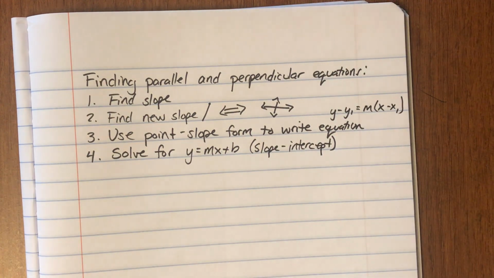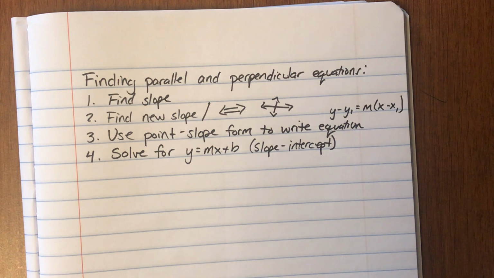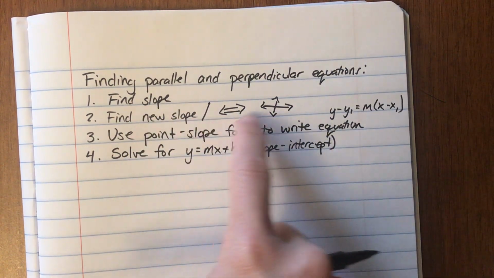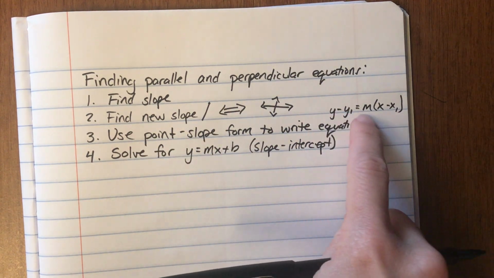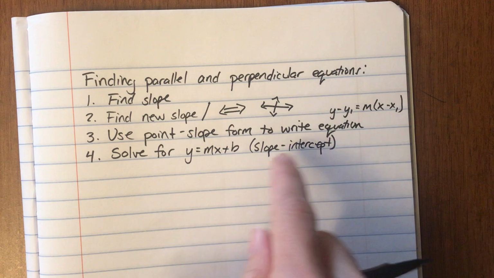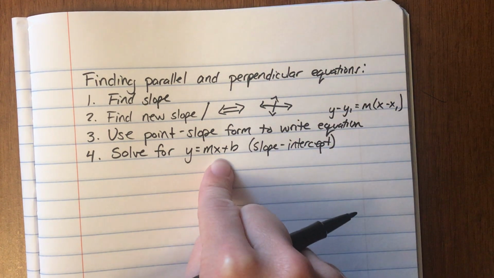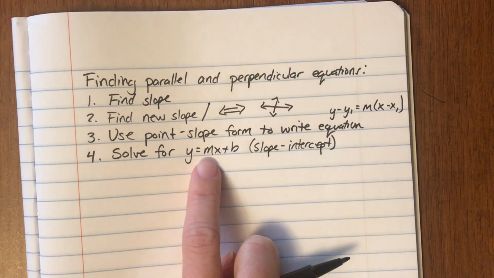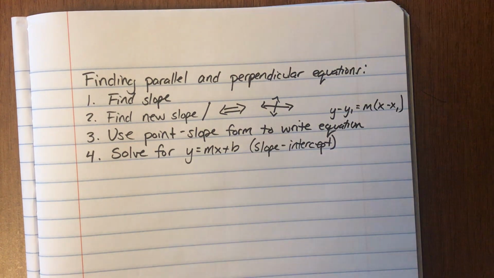Now, that may seem like a lot, but it's going to make a whole lot more sense once we go through these 4 steps. We're going to find the slope, find the new slope based on whether it's asking us for parallel or perpendicular. We're going to use point slope to write an equation, and then just like we did in the warm-up today, we're going to solve this and put it in y equals mx plus b. When you're doing parallel and perpendicular lines, your answer is usually going to be written in y equals mx plus b, so we just need to be able to transfer between the two.